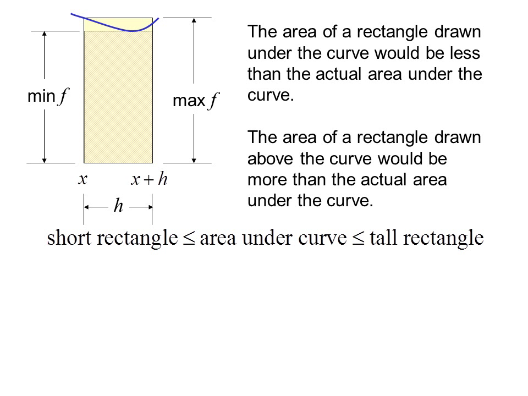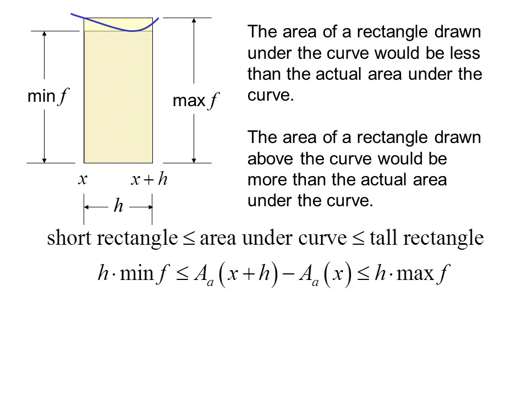So we can set up an inequality. The short rectangle is less than or equal to the area under the curve, which is less than or equal to the tall rectangle. The area of the short rectangle is h times some minimum value of f, which is less than or equal to A sub a of x plus h minus A sub a of x, which is less than or equal to h times the maximum value of f over the subinterval.